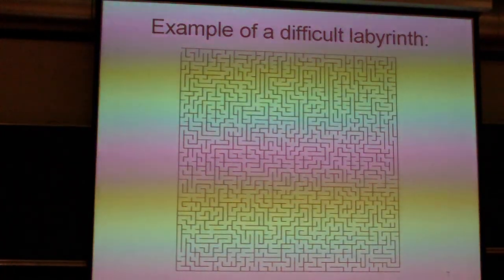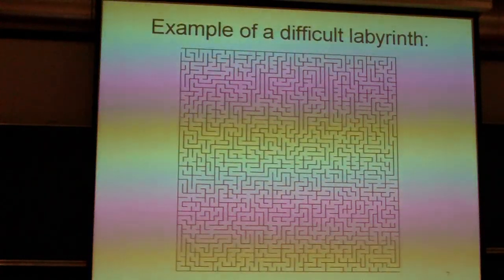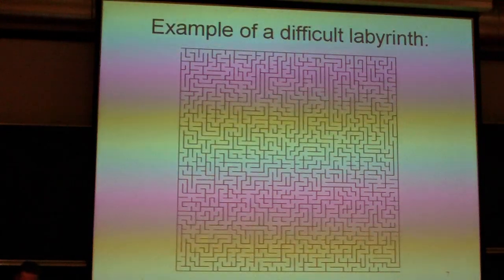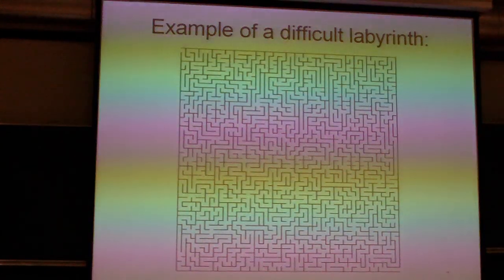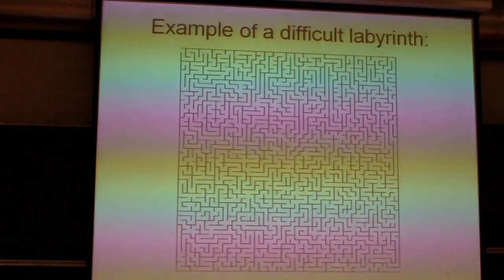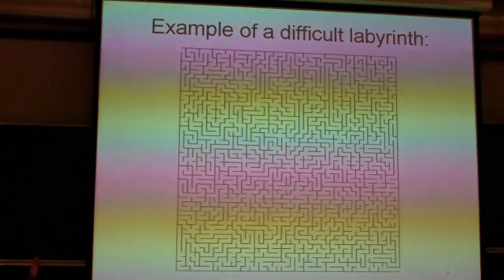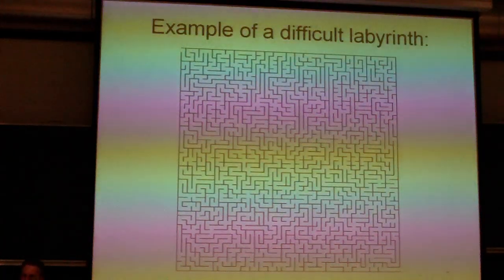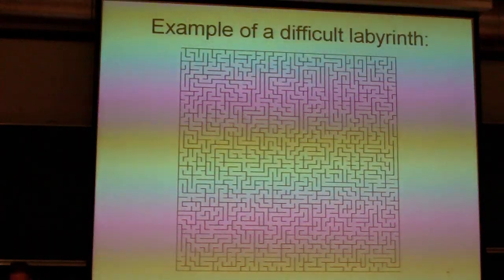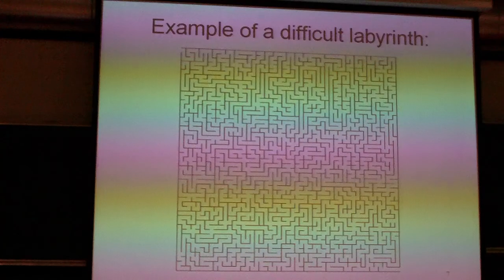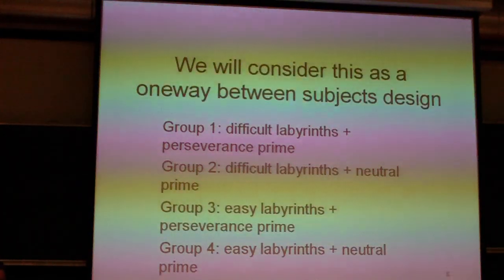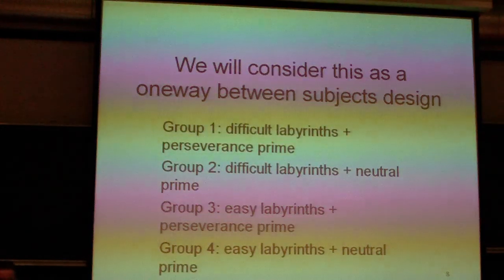Okay, then of course we had the labyrinth task. This is an example of a difficult labyrinth, and if you look at it long enough you will start to get a headache, and it's quite unsolvable. So you have to work on this very hard, and at some point the researcher says, okay, thanks, stop, that's enough. In the easy labyrinth condition, they had much smaller labyrinths which could be easily solved. So after solving one labyrinth, you got the next one, and then the next one. It wasn't very demanding.